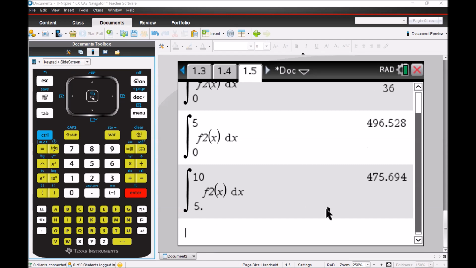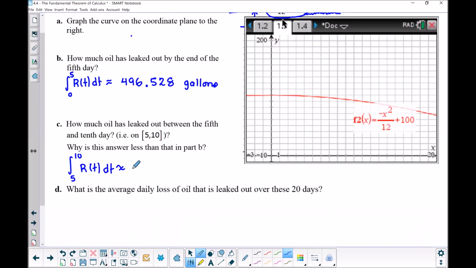475.694. I'm going to share the other page. 479. Is that what it was? I have such terrible short-term memory. 475.694. Got the 9 and the 5 mixed up. 475.694. Thank you, Jake. So that's our answer. We are asked, why is that answer less in part A?